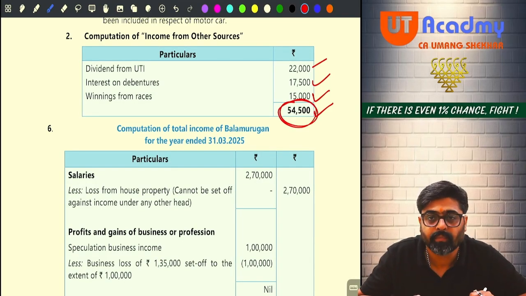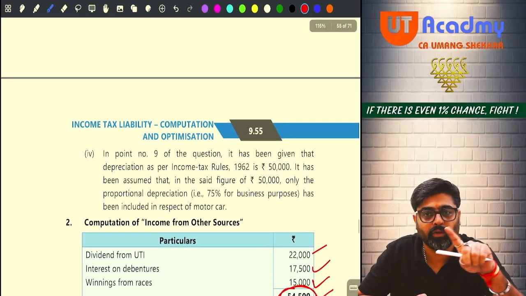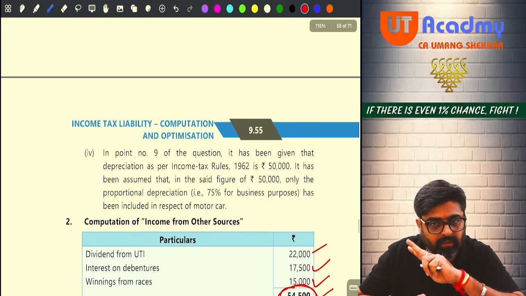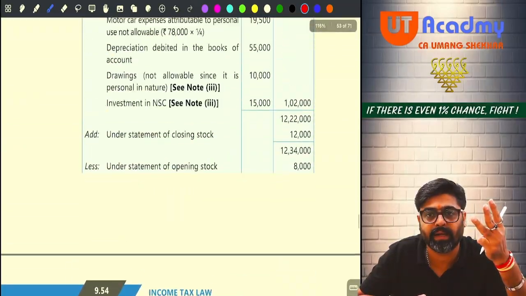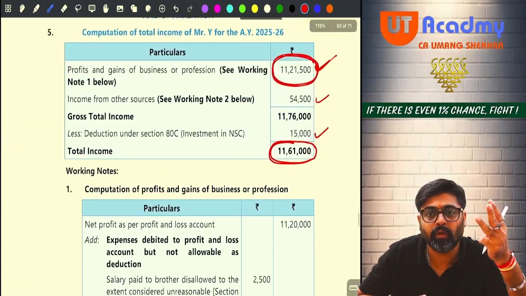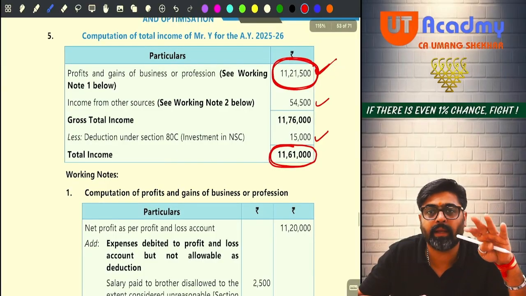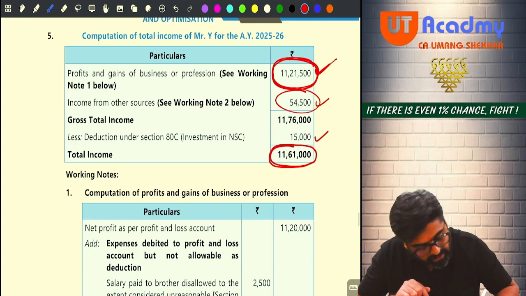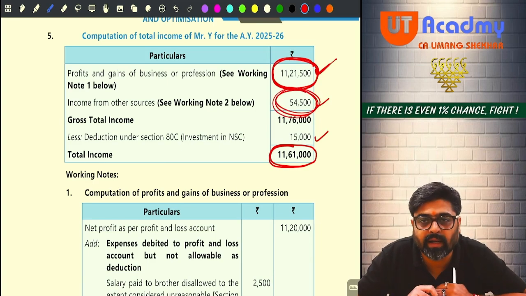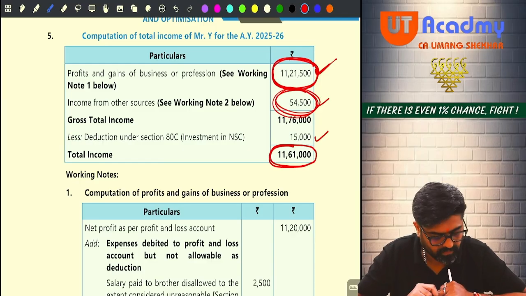Yes or no? So in this question, you don't have any salary income. You don't have any house property income. You have PGBP income which you have calculated, 11,21,500. Yes or no? And you have capital gain? No capital gain. Only IFOS income 54,500. So PGBP and IFOS both you have calculated. Add both the incomes. 11,76,000 you are going to get.